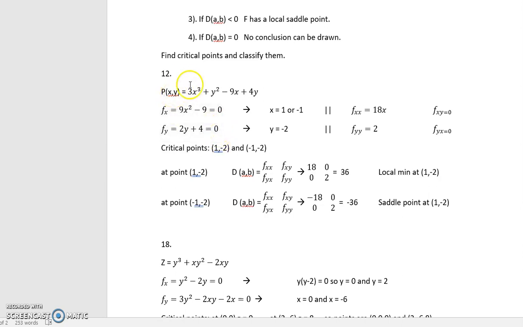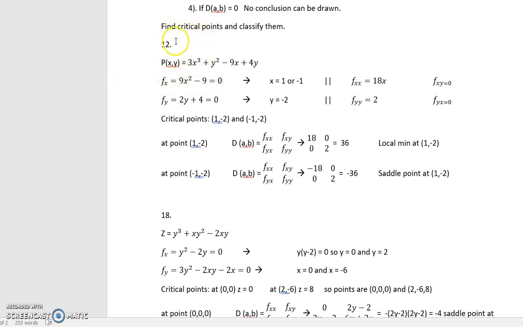We have two examples from test 2 and the test review. We have f(x,y) equal to 3x cubed plus y squared minus 9x plus 4y. First we take the first derivative with respect to x and with respect to y. For x we get 9x squared minus 9 equals 0, and fy is 2y plus 4 equals 0. So we're finding our critical points right now. x is equal to 1 or negative 1, and y is equal to negative 2.